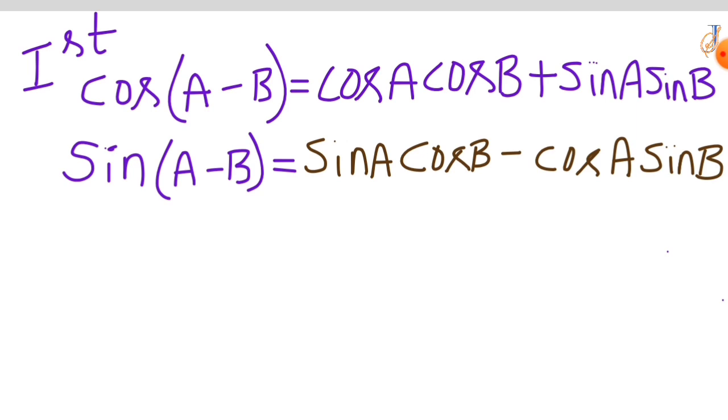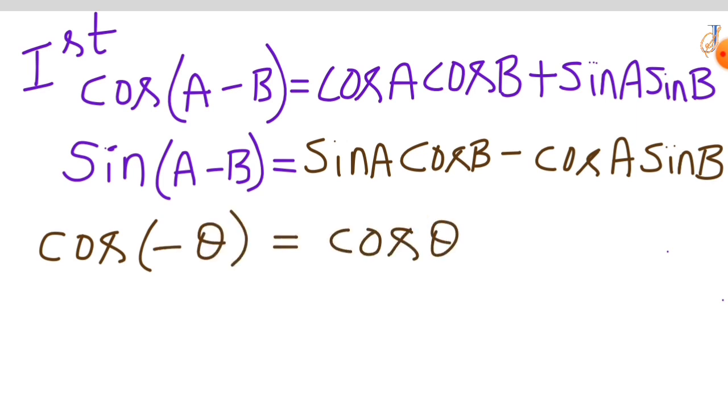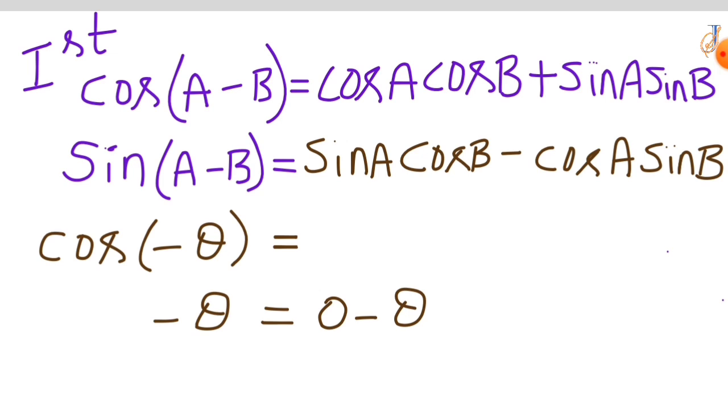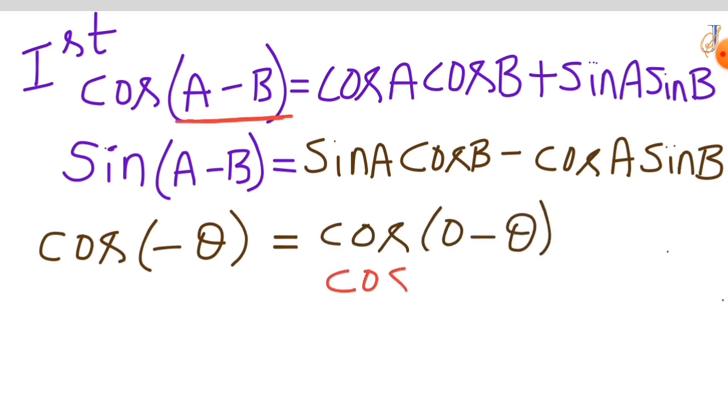Let's take cos of minus theta. We are going to prove that cos of minus theta equal to cos theta. So let's take only cos of minus theta. This minus theta we can rewrite as 0 minus theta. Shall we write like this? Absolutely. We can write like this. So if you write 0 minus theta, the theta value doesn't change. So that's why you can write cos of minus theta equal to cos of 0 minus theta.